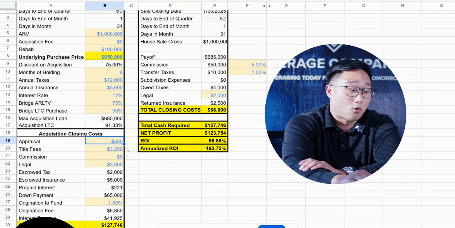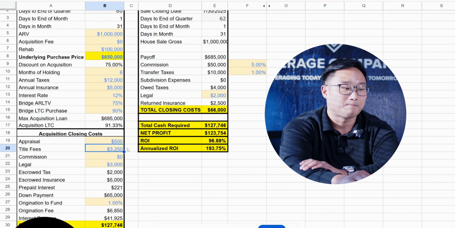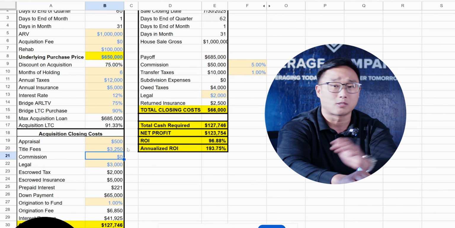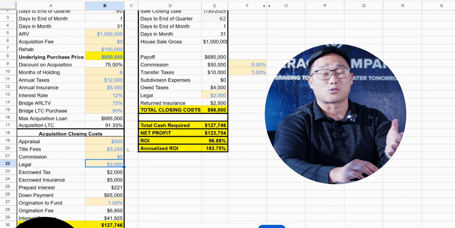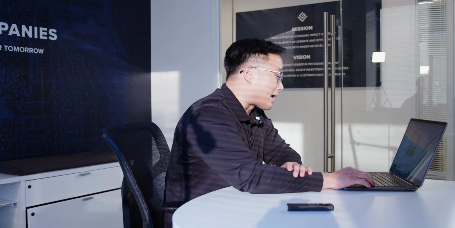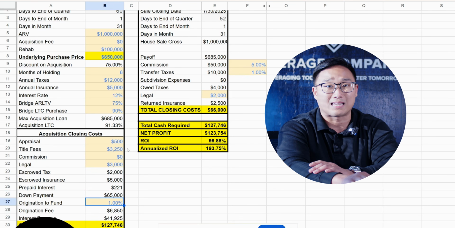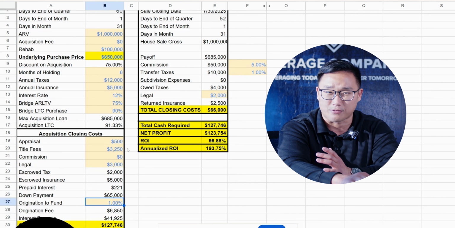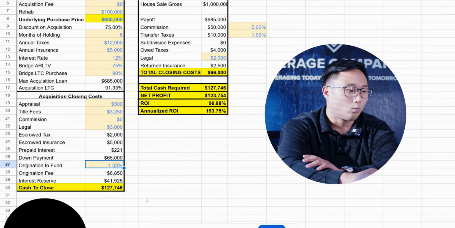$500 for an appraisal. It might be more, might be less. Title fees, commissions, if you're paying buyer's agent commissions, if you're paying a lender's legal fees, or you actually have an attorney, take the sum total of that and drop that in here. So I put $3,000 here. And then you're also typically going to get charged points, origination fees. And remember, this is all negotiable. What this will tell you is how much cash you need to bring to the table.